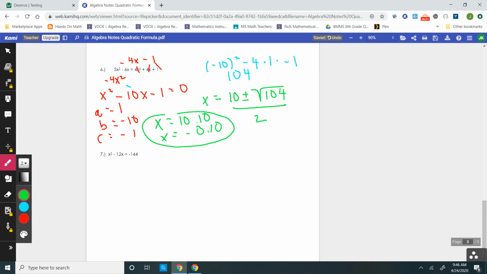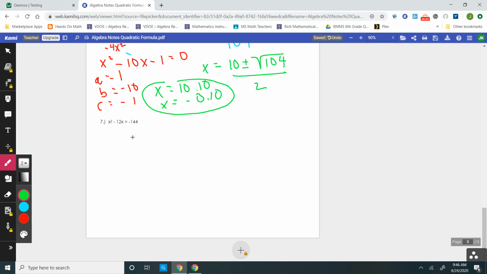And then for your last one here, you want to make sure all your terms are on the same side first. So you should cancel out the negative 144, so you'll have to add it to start. That way they'll be on the same side. Okay, so x squared minus 12x plus 144 equals 0. And then you can figure out the a, b, and c.